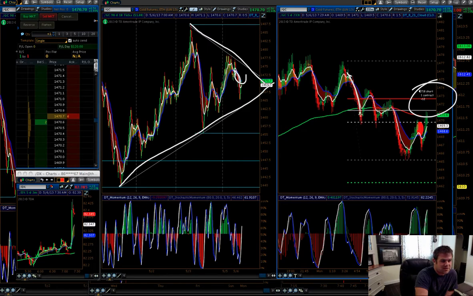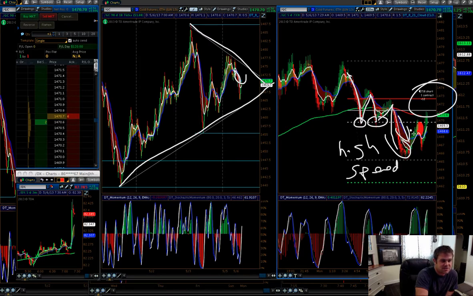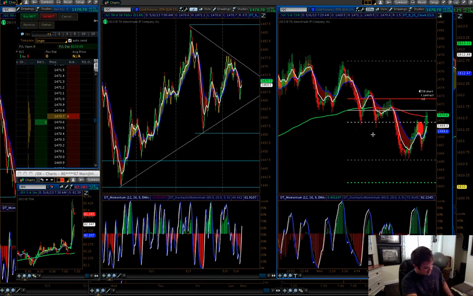We had a nice little area of support here that got broken. And when it broke, this had high speed. So high speed to the downside, guys. A lot of momentum to the downside. So what's that tell me? It tells me, hey, look out here. There's a lot of speed to the downside here. A lot of speed to the downside.